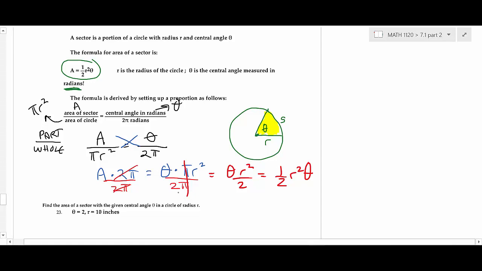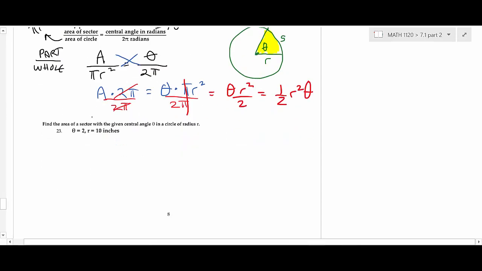And we knew about areas of circles and circumferences before we had the concept of radian measure. We had to know about pi before we could develop the concept of radian measure. Okay, so what we're going to do with this is I'm giving you theta and r. That's all it takes to find the area of a sector.